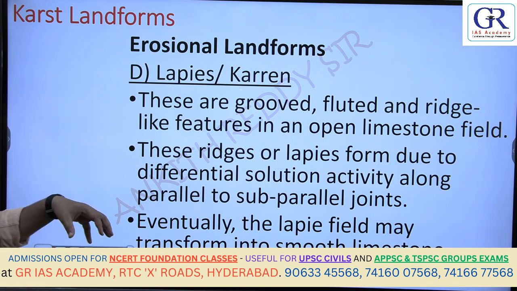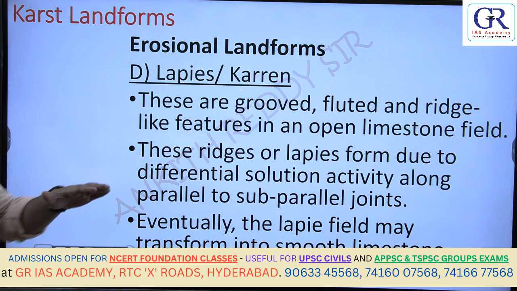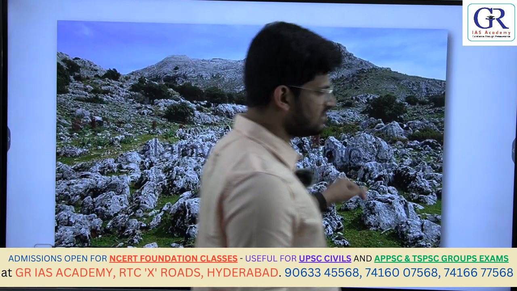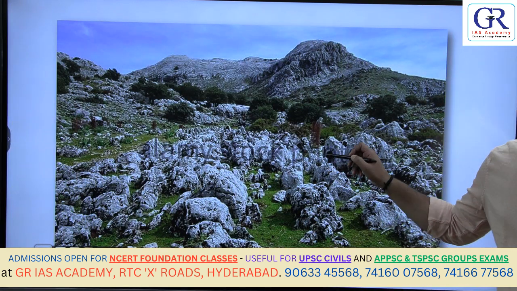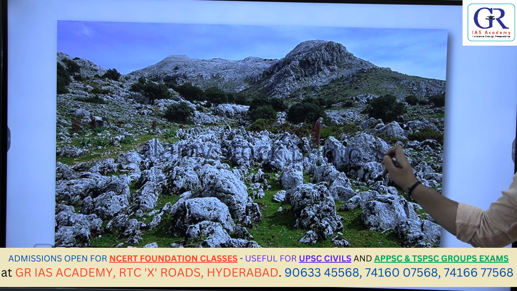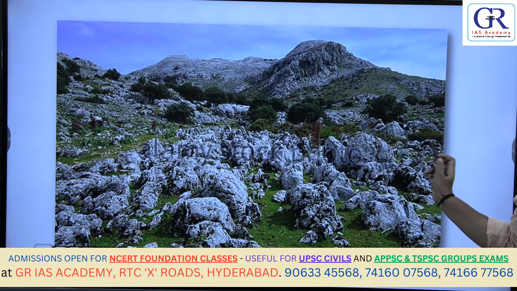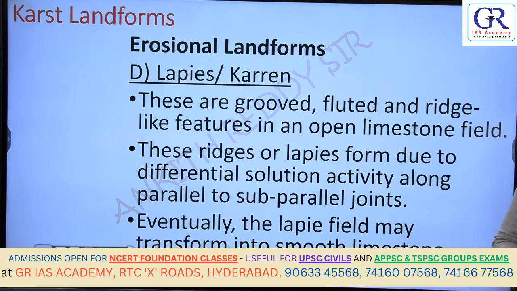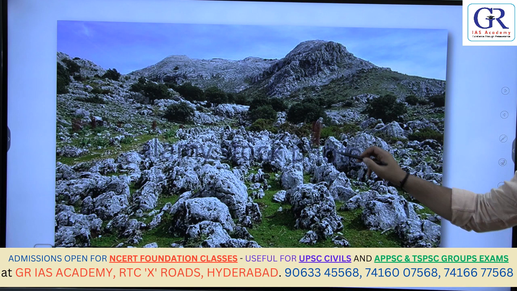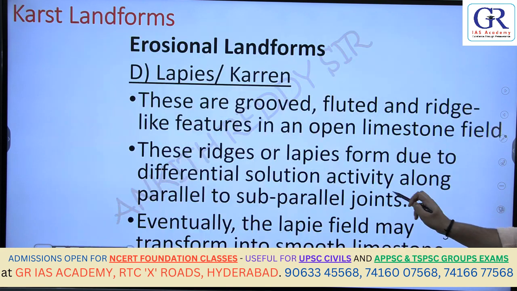Okay. So in a limestone region, you can see this kind of grooved structures like this. What does it mean? How are they formed? Okay, so the ridges, what are these? These are ridges. These are called lapis. Now how are they formed?